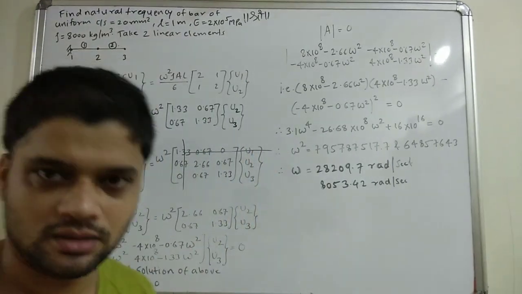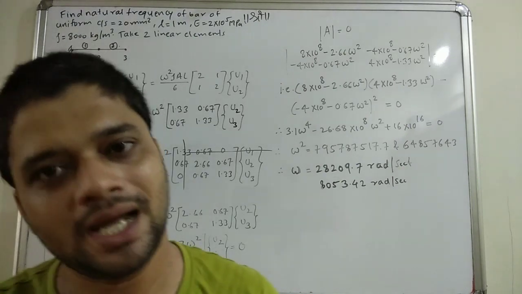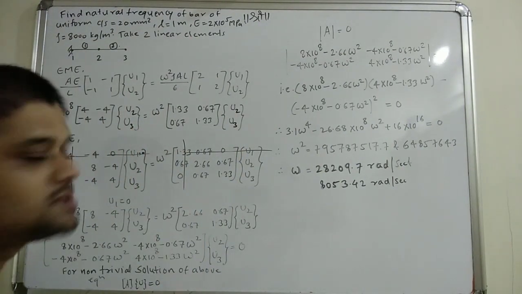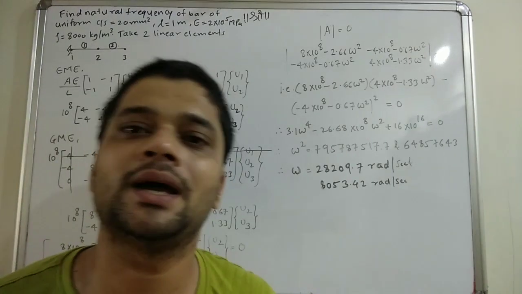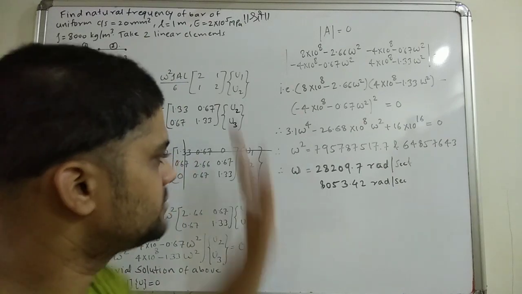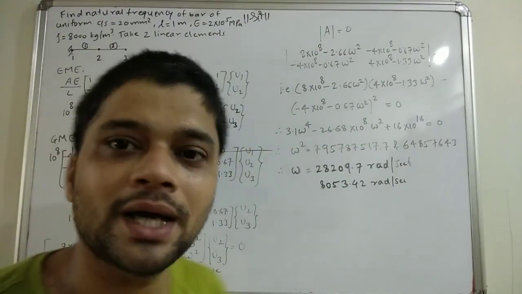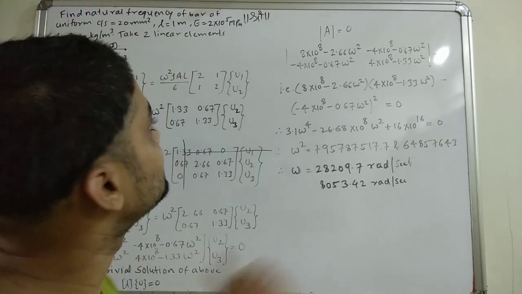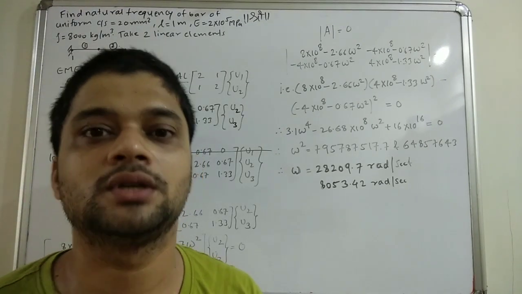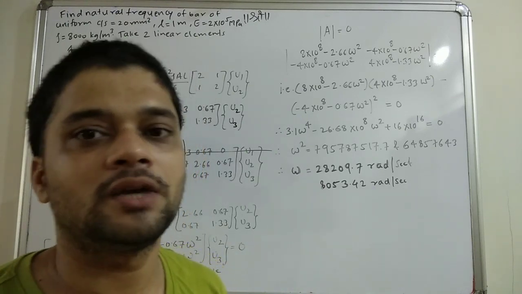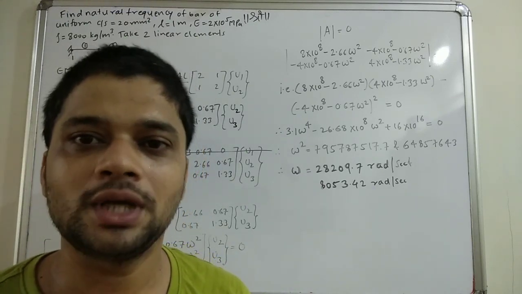Now a change. What is the other type of problem asked in the exam? The other type of problem asked in the exam is where they ask you to solve by lumped mass matrix as well. So this is the answer which we got by consistent mass matrix. It is also possible that they may ask another part of a question where they also ask you to solve the natural frequency solution using lumped mass matrix.